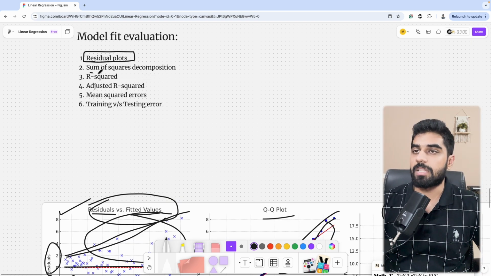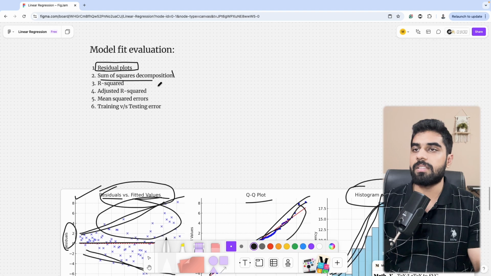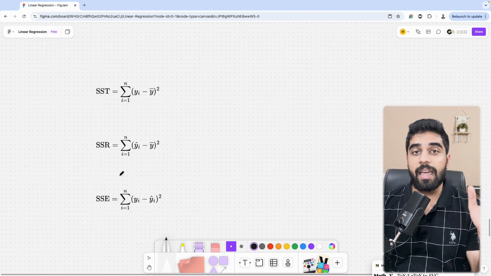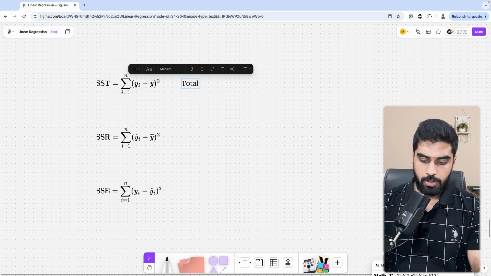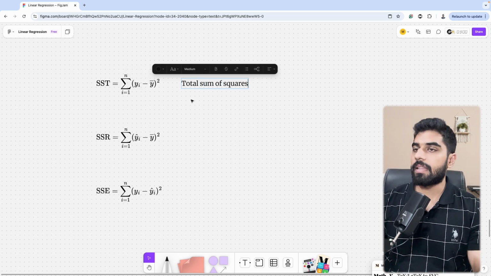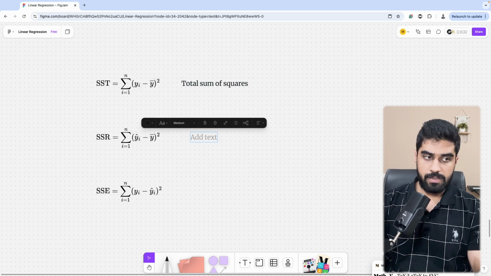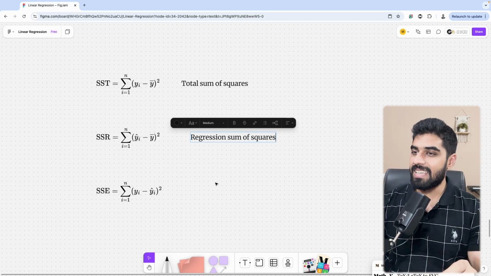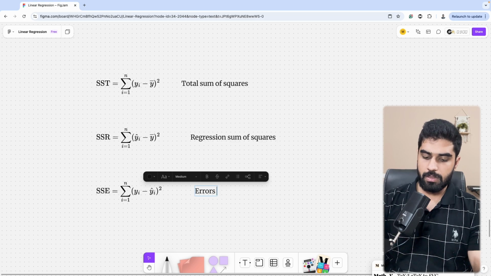Moving on to the second method, which is sum of squares decomposition. Now this one is very interesting. So what we do in this particular method is we define three terms: SST, SSR and SSE. And let me just label it out. So SST is total sum of squares, and then SSR is regression sum of squares, and SSE is errors or the residual errors sum of squares.